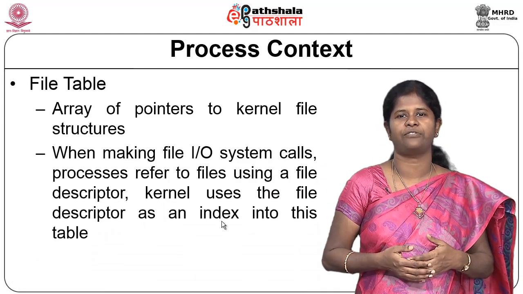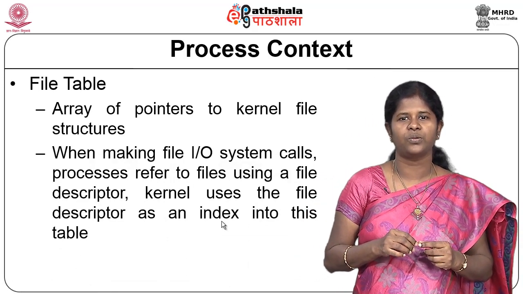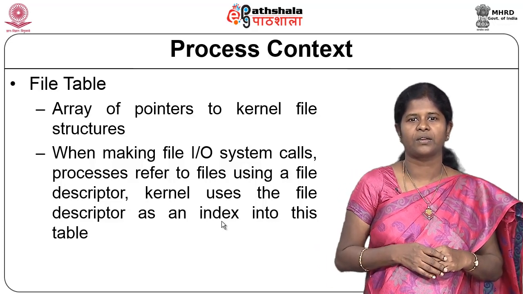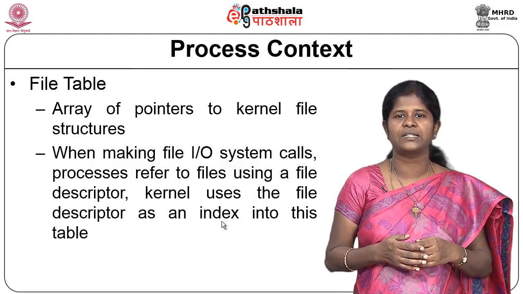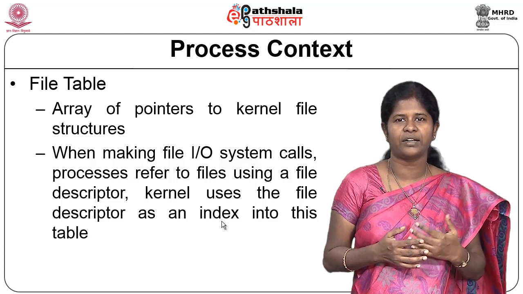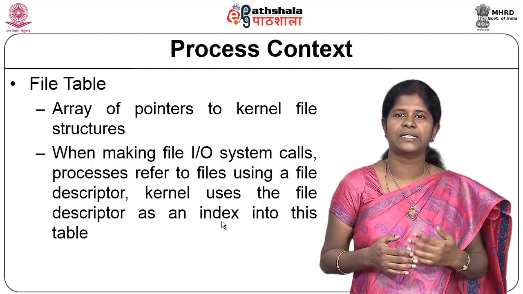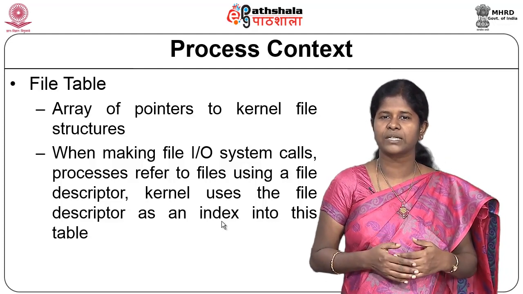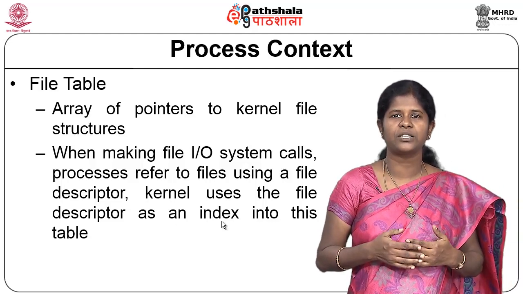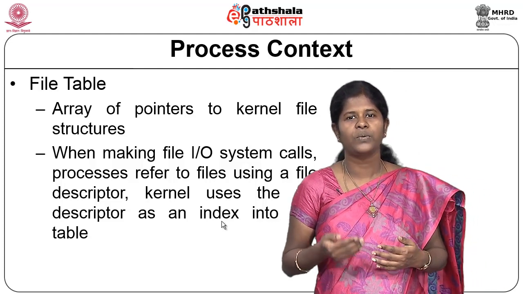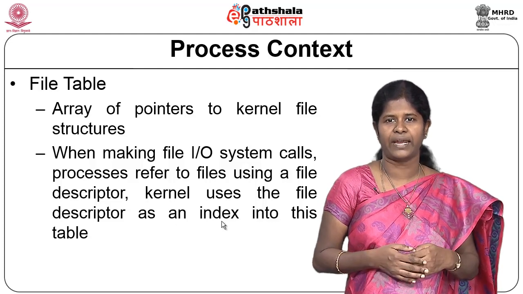And then we have this file table. The file table will have an array of pointers to different kernel file structures. While making file IO system calls, a process will refer to files using a file descriptor. We have seen earlier in a different module that whenever a file is created or opened, a return value is given which is called a file descriptor. And this file descriptor will later be used by every other system call used to read, write or close files and so on.